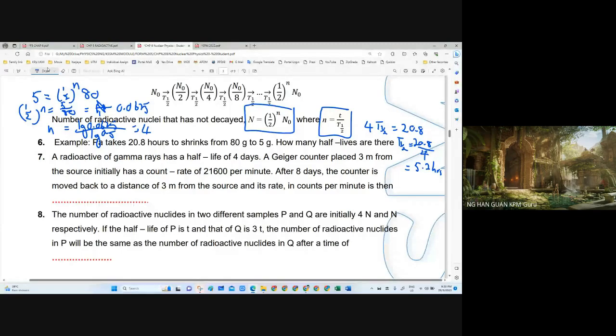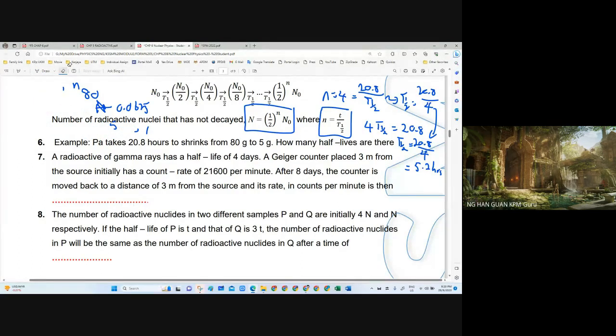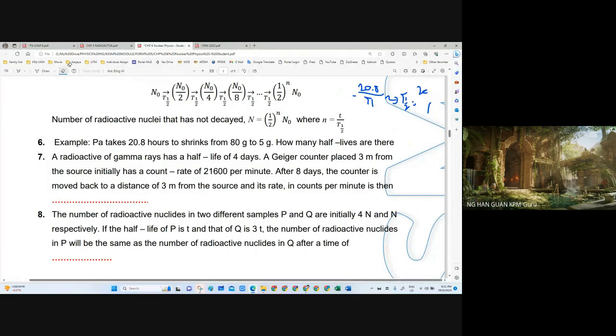So for n equal to 4, then n equals the 20.8 divided by half-life. So you will get the half-life equal to 20.8 divided by 4. Just go back to these calculations. So this is how you do it when you substitute into the formula. All right, this is the one in the module. So you don't need to print it out. For those who don't have it, you can just look at the screen here and make your own notes.